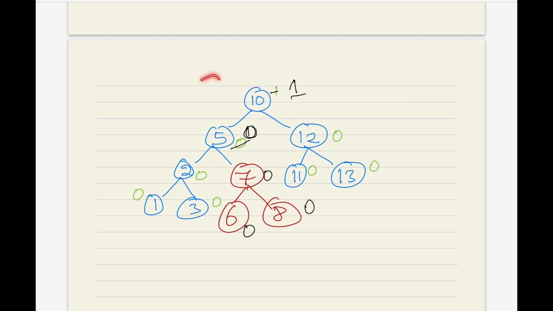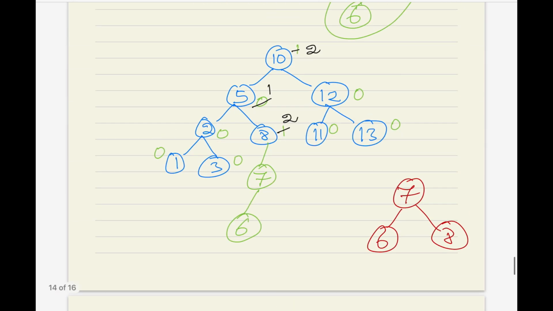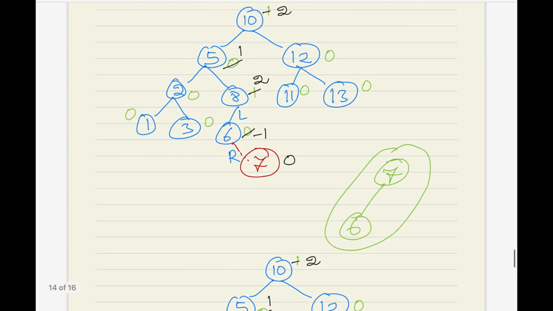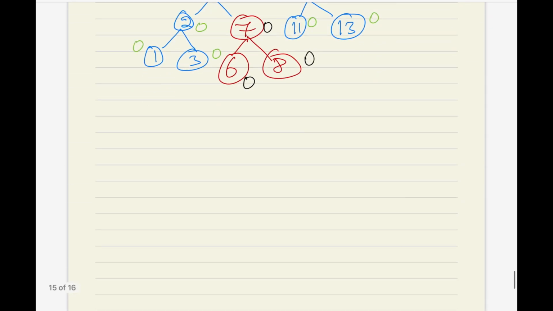So here you can observe this one is the balanced one. In LR rotation we have to perform two rotations, one is RR then LL. So we will take another example on this.